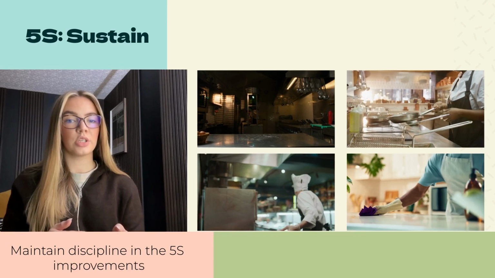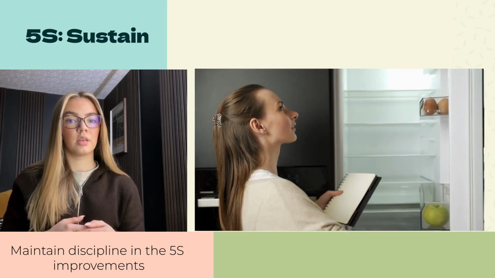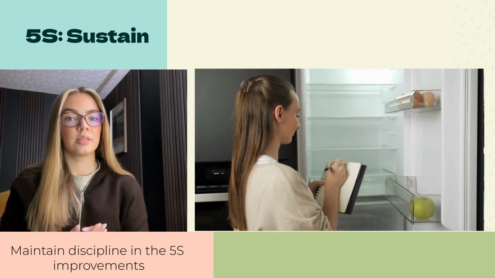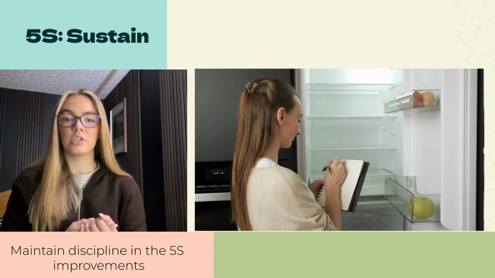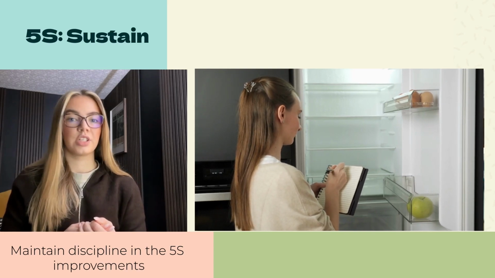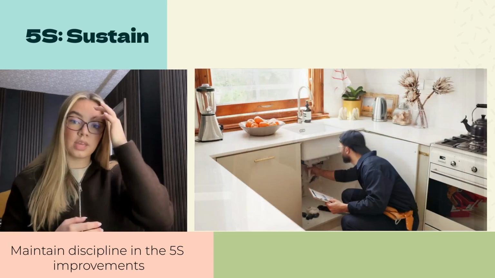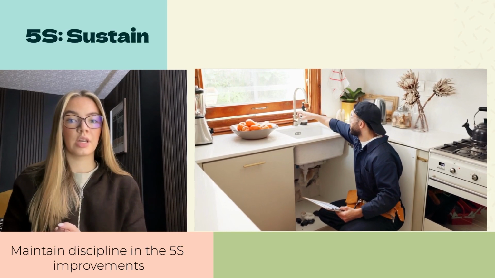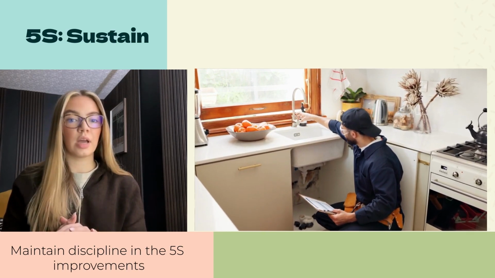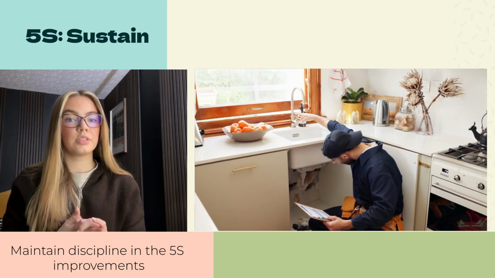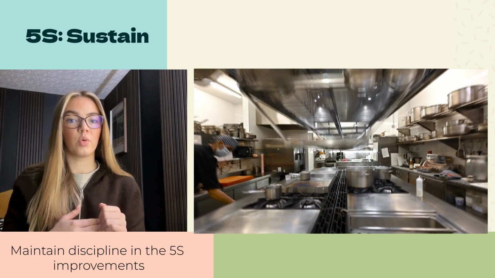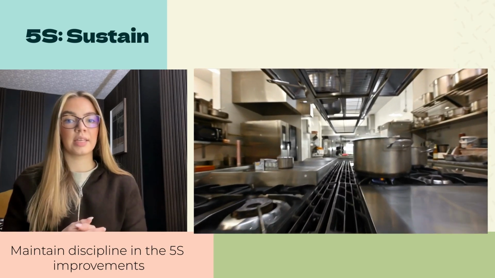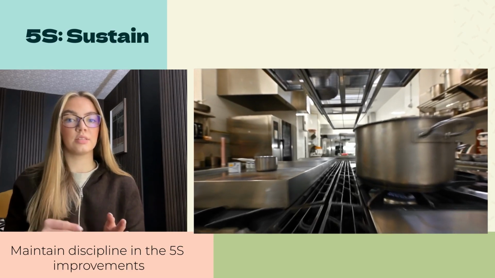Sustain in action in a kitchen can be seen in the form of checklists. We might have checklists for food storage to make sure everything is properly labelled and dated. We might have opening and closing checklists to ensure the kitchen is ready for each shift. And we might have daily, weekly and monthly checklists for cleaning and maintenance. These checklists help us maintain our standards and ensure that everyone is consistently following the established procedures. It's about creating a culture where everyone is committed to maintaining and improving our processes. So remember, sustain is the key to making these improvements in our kitchen journey last.